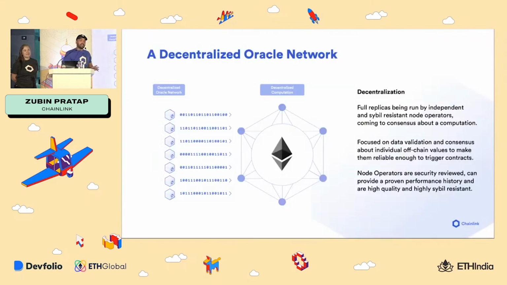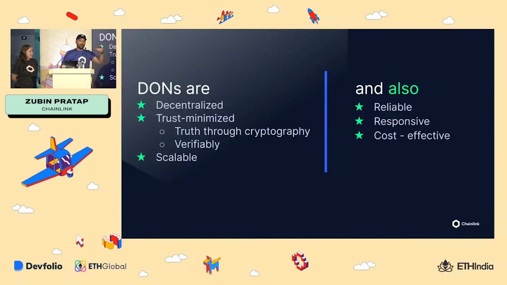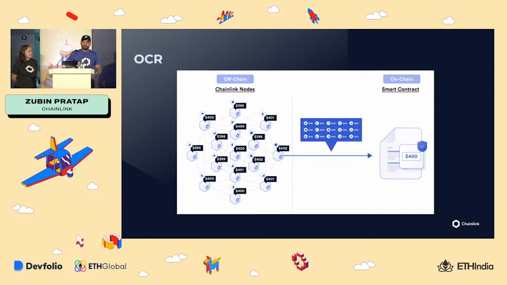The decentralized Oracle network is a series of nodes that run off-chain but preserve the cryptographic guarantees that we've come to know and love from the blockchain world. So even though it's off-chain, it has the same concepts of consensus, cryptographically verifiable data being put on and off-chain. And that's what Chainlink does. It produces a middleware. So you get decentralization, trust minimization, scalability, truth through cryptography, and verifiability. And you also get reliability, responsiveness, and cost effectiveness because you're not doing a whole bunch of compute on-chain. You can move it off-chain without losing any of the guarantees.